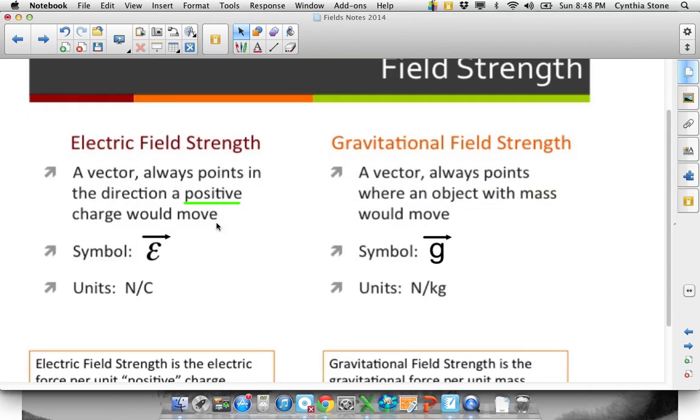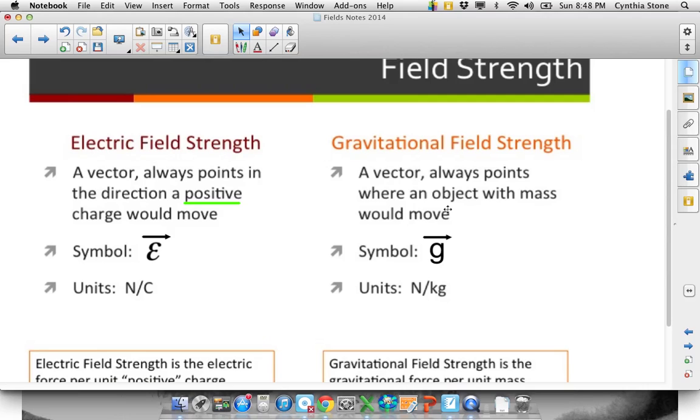Okay, so field strength. Let's look at gravity first. Gravitational field strength is a vector, and if you're near Earth, it points towards the center of the Earth, because an object with mass will want to fall towards the center of the Earth, right? We give it the symbol g, and it has units of newtons per kilogram.